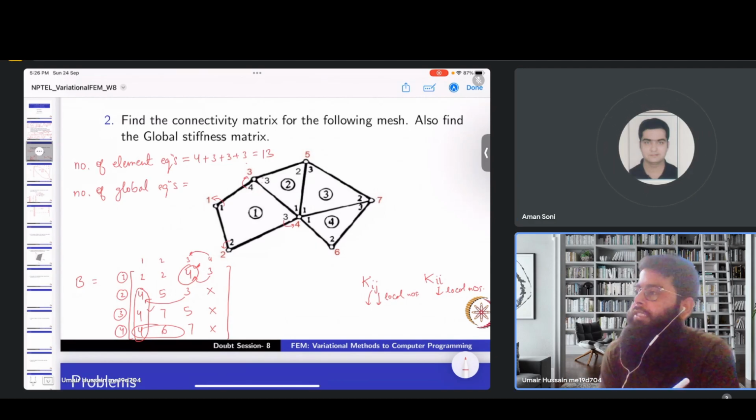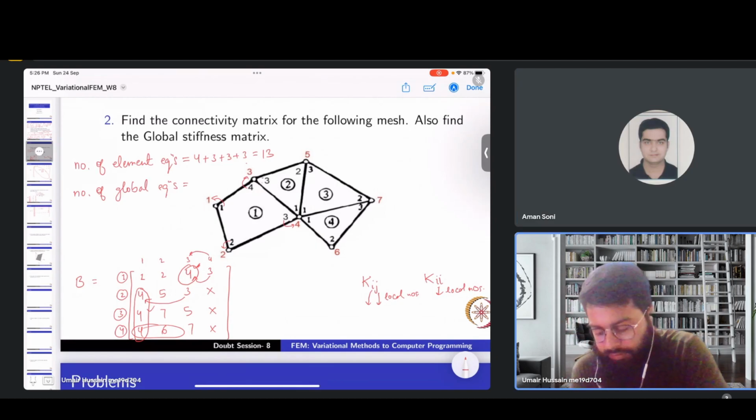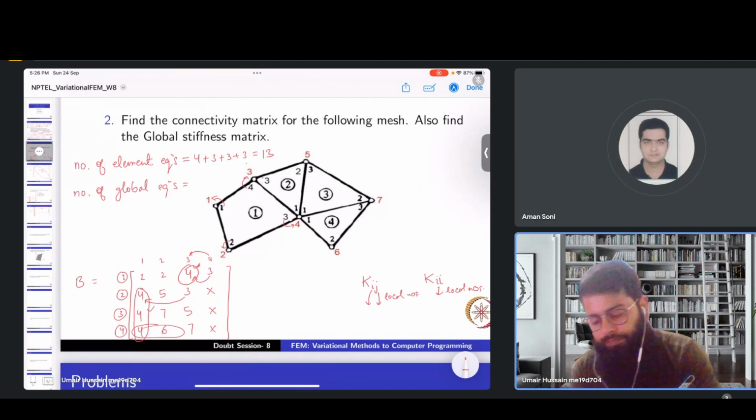But when we do the assembly, these equations are reduced here. So then the equations merge. Finally, the total number of global equations is equal to the total number of global nodes.